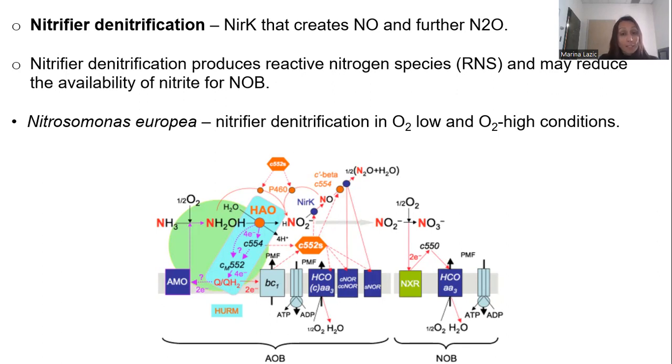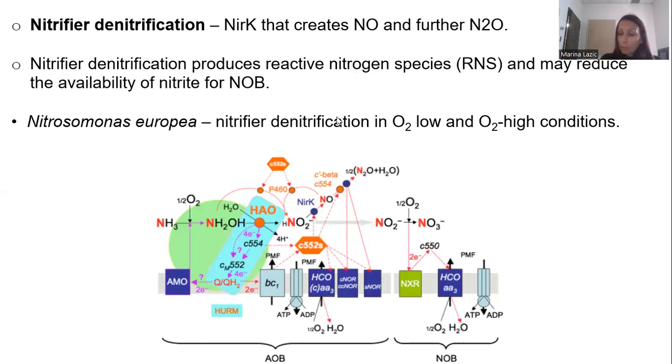So what it does is basically turning on its enzyme, which is known as nitrite reductase, and this enzyme converts nitrite to nitric oxide, and later on nitric oxide to N2O, or nitrous oxide. N2O is a greenhouse gas, and that's bad for our planet. So basically, what this organism, Nitrosomonas, is doing is denitrifying already produced nitrite, and that's why we call this process nitrifier denitrification. So this is very specific for this organism.